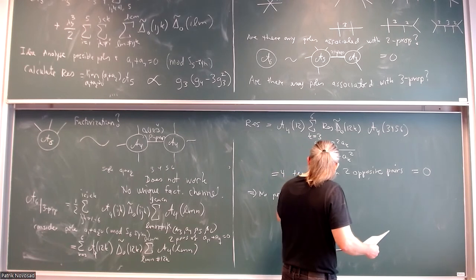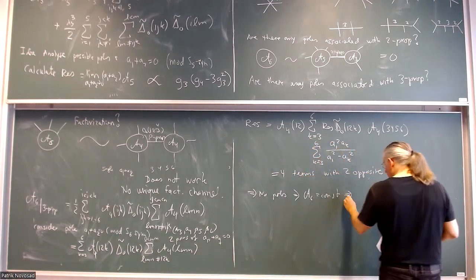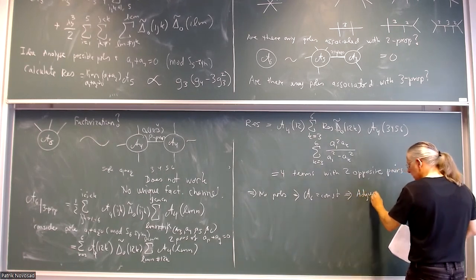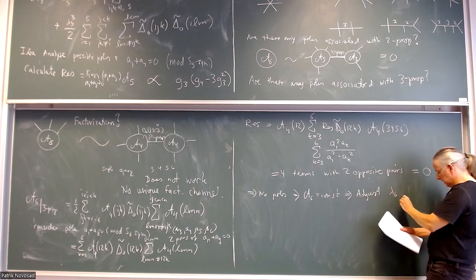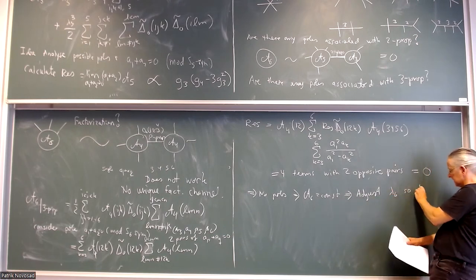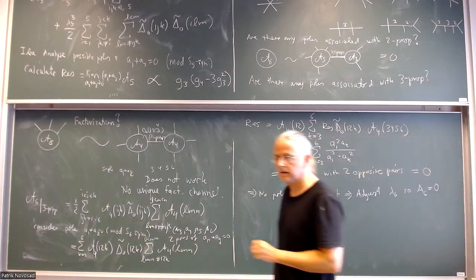It means that A6 is constant, and then adjust A6 and lambda 6 so that A6 is 0 by the same argument.